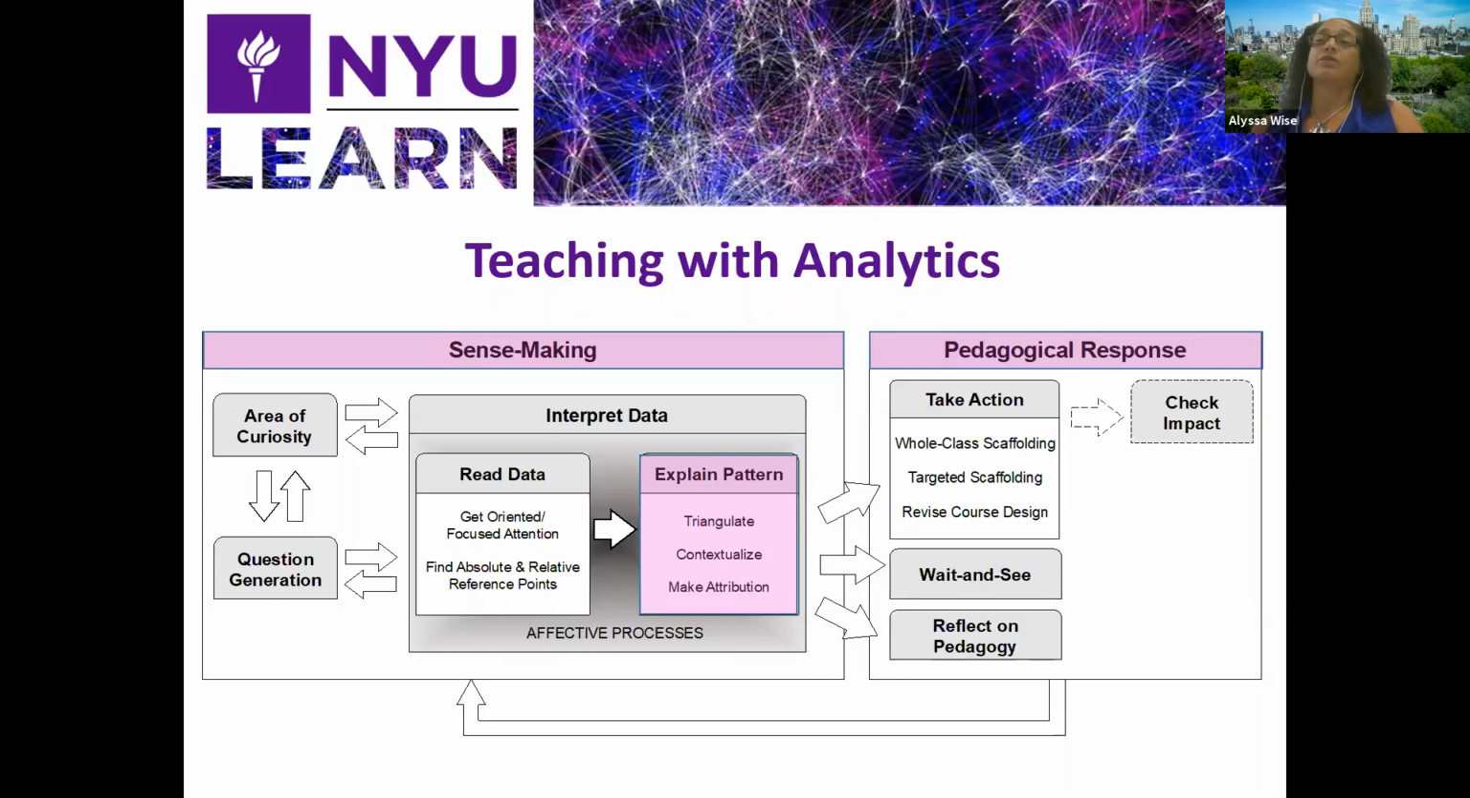And that's the second part of the diagram, which is the pedagogical response. And that sort of shows us, okay, even though I know what's going on, figuring out what to do about it is really actually often a separate question, one which the data may not offer quite as much to us.